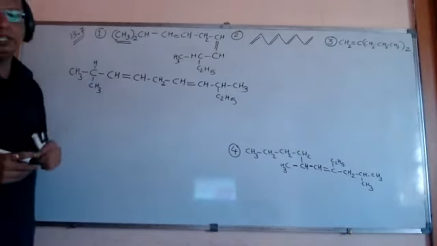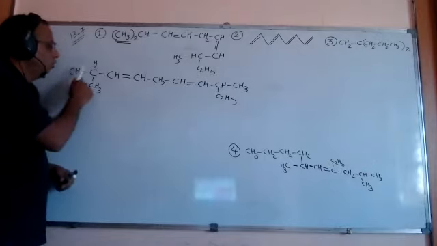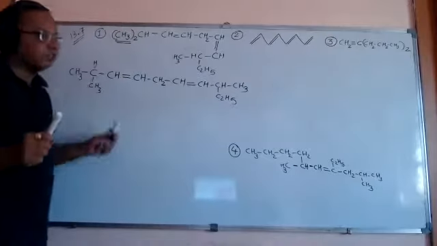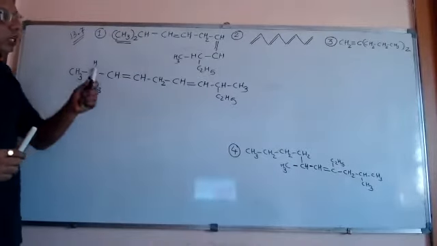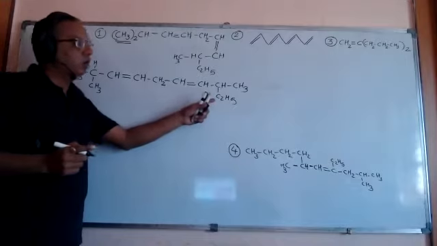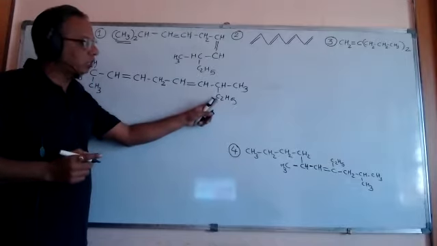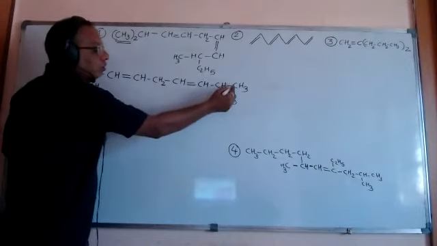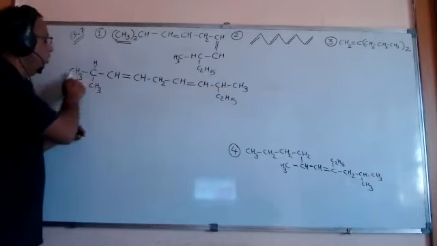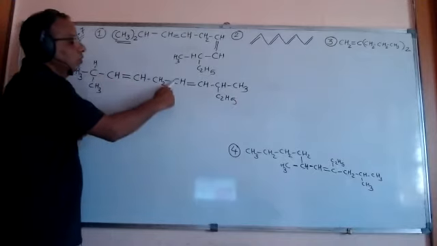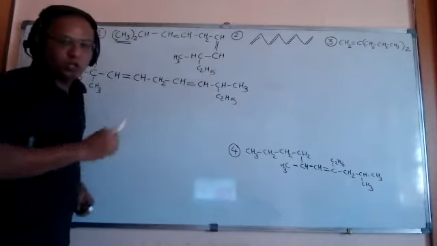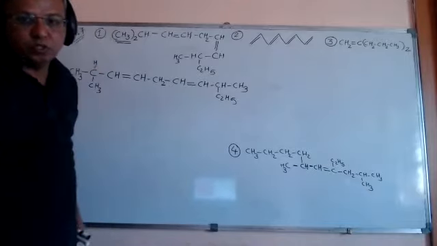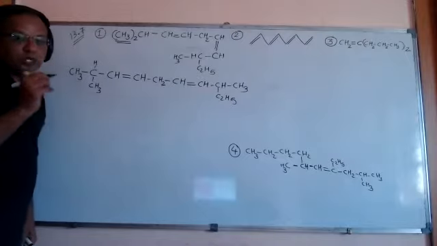Now we have to find the longest chain. 1, 2, 3, 4, 5, 6, 7, 8, 9. If we consider the linear position of carbon, it is 9 carbons. But friends, on the second last carbon, there is a branch with 2 carbons. That's why it is to be considered as the chain instead of this. Then 1, 2, 3, 4, 5, 6, 7, 8, 9, 10. So a total of 10 carbons are there in the chain.